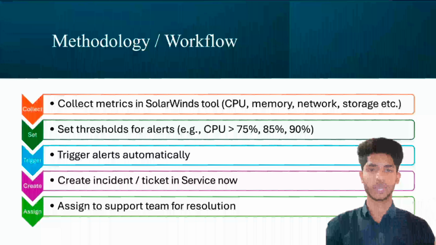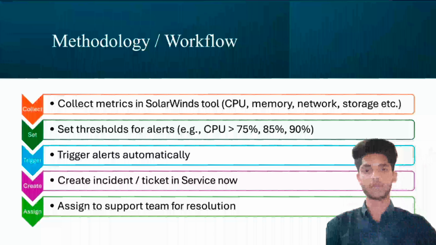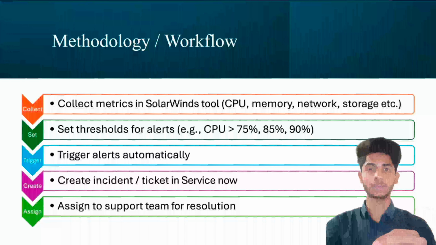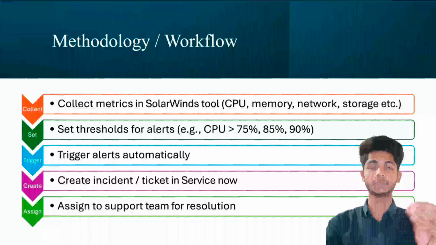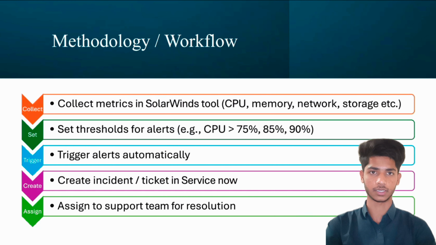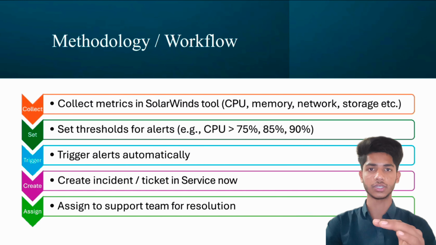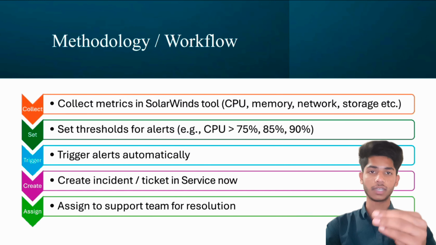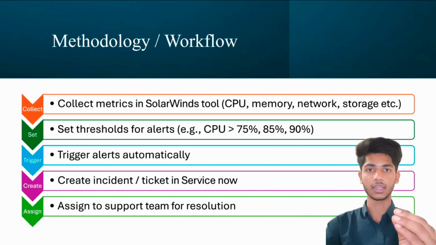Let's suppose both the monitoring tool and the ticketing tool are configured, and we have n number of components like servers, network devices, storage devices, etc. If any one of the metrics, like CPU utilization, goes beyond 90% or whatever threshold is set by our organization, then the monitoring tool will generate a ticket in our ticketing tool, and from that ticketing tool, it will directly assign the ticket to the concerned team.